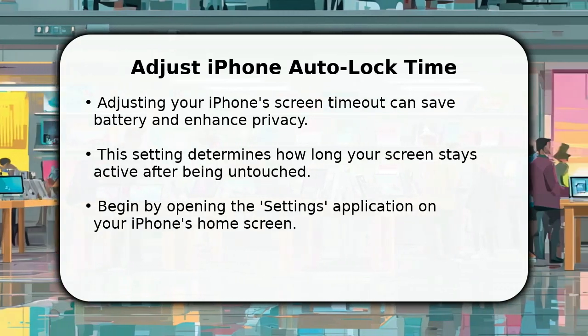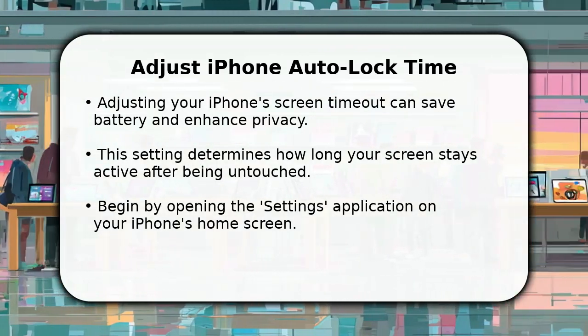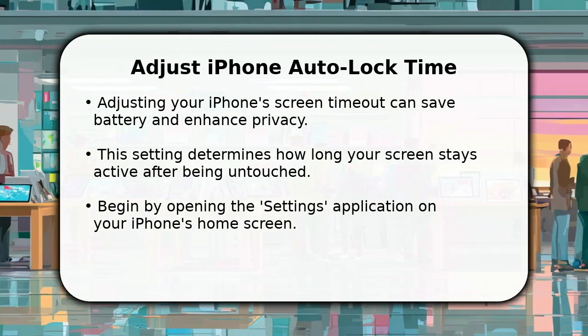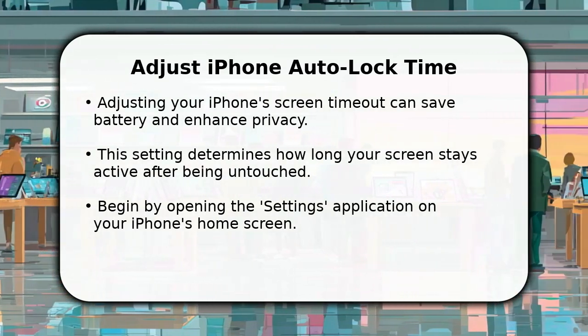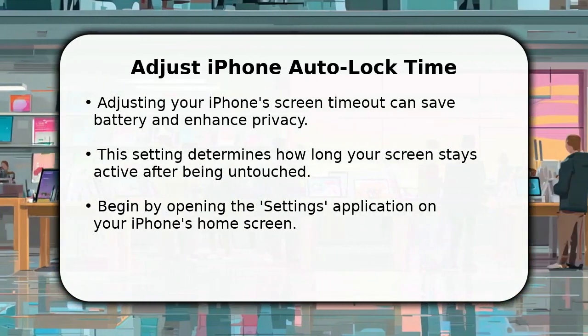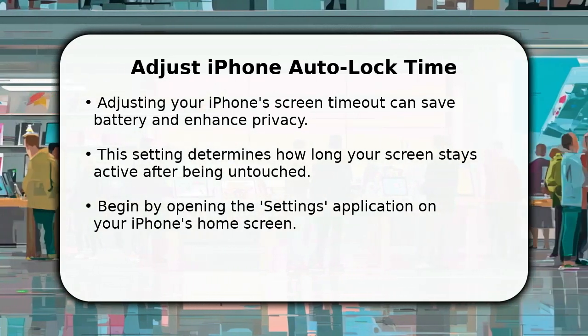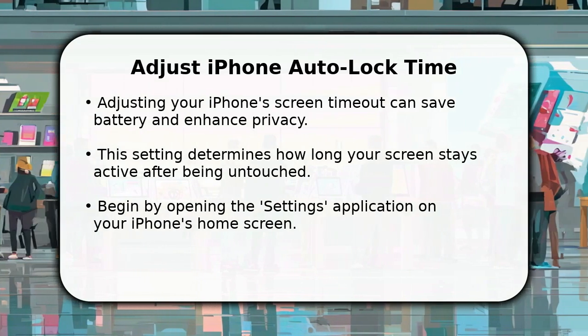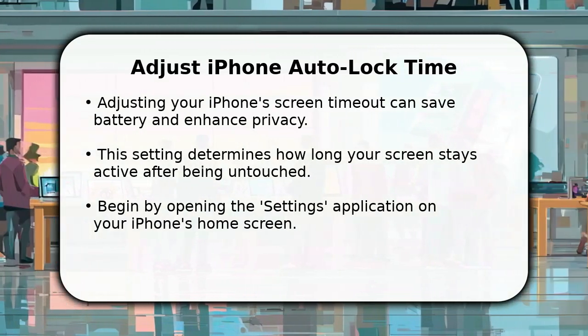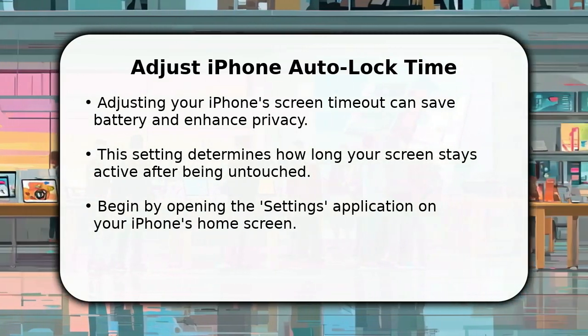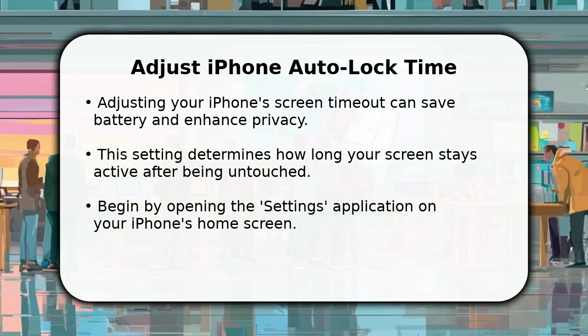In this video, I will explain how to set screen timeout in iPhone. To begin, locate and tap on the Settings application icon from your home screen. This app typically has a gear-shaped symbol. Opening it is the first crucial step towards customizing your phone's behavior and extending its battery life. It is very simple to start.